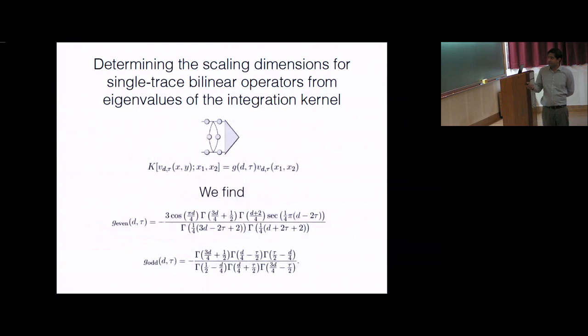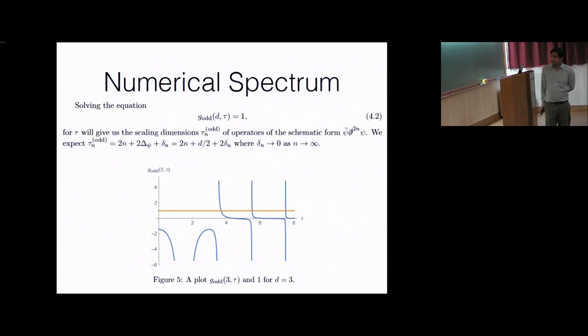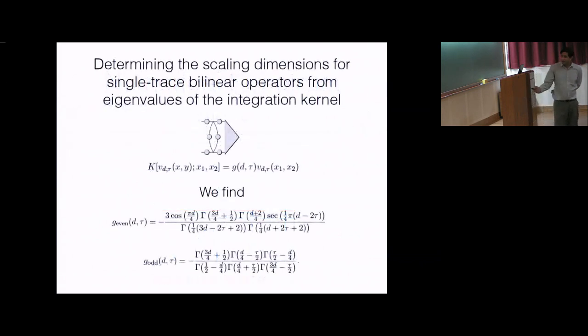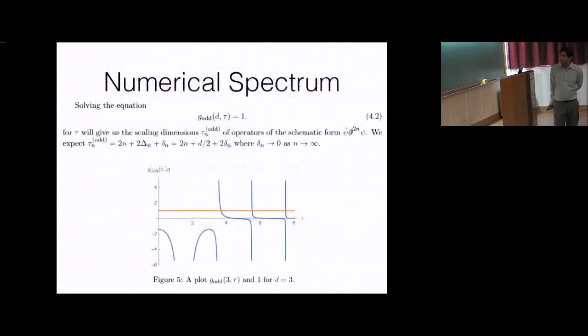Okay, and acting on these kernels, we find an explicit expression for the eigenvalue for each case. So the task is just to solve, for what values of tau is this expression equal to 1? Those are the allowed scaling dimensions. Okay, any questions on this? So, okay, it's hard to do this analytically, so you just do this numerically.